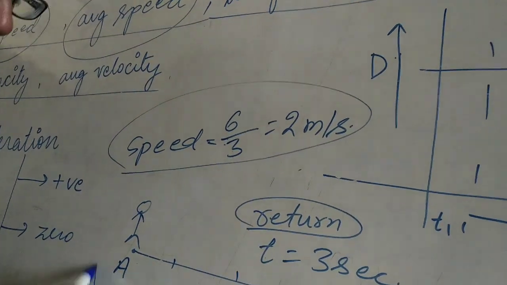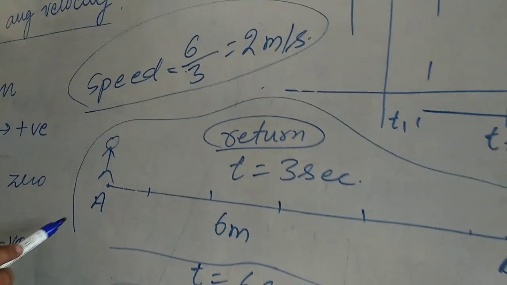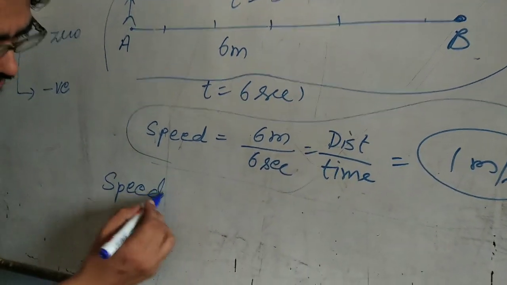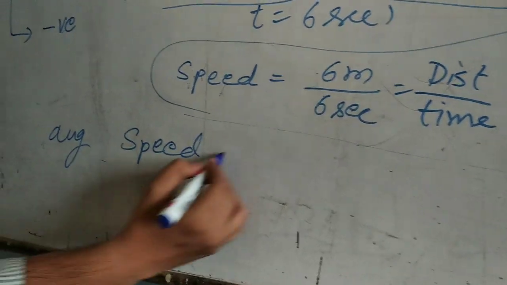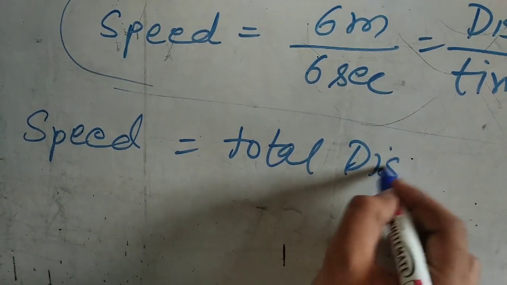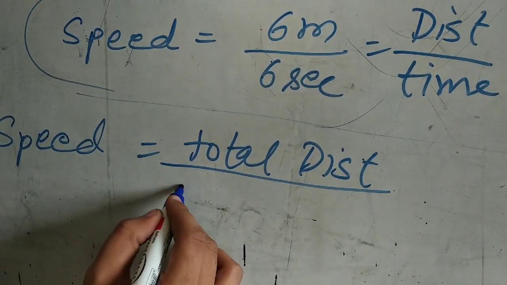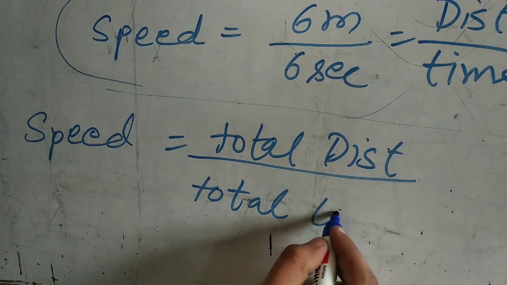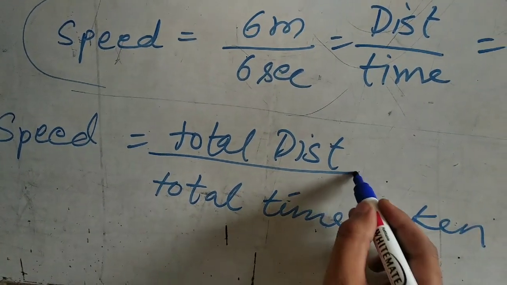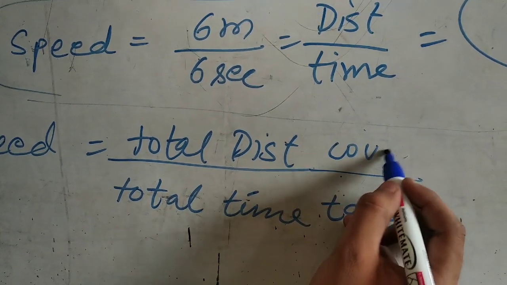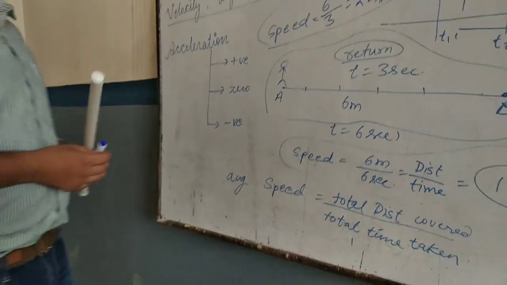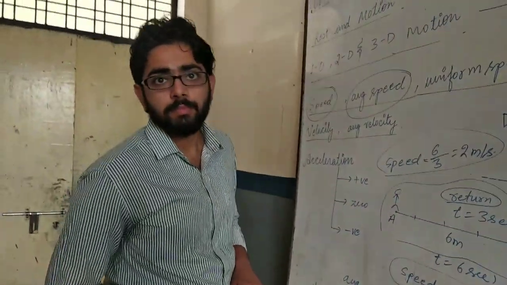But when we talk about the whole journey, meaning A to B and B to A, in that case it is called average speed, that is total distance upon total time taken. Total distance covered. So this is called average speed.